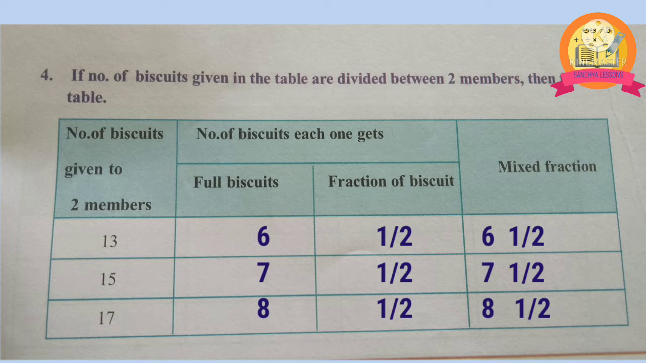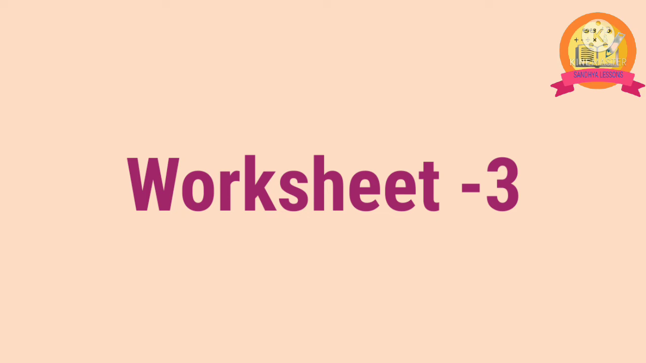If 15 biscuits were distributed between 2 members, each one will get 7 full biscuits and half part of 1 biscuit for each. Therefore, the mixed fraction is 7 1 by 2. If 17 biscuits were distributed between 2 members, each member will get 8 full biscuits and half part of 1 biscuit for each. That is, mixed fraction is equal to 8 1 by 2. Worksheet 3.